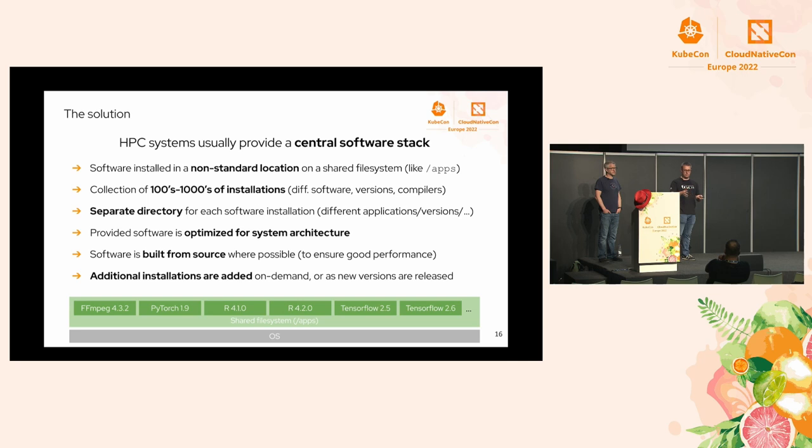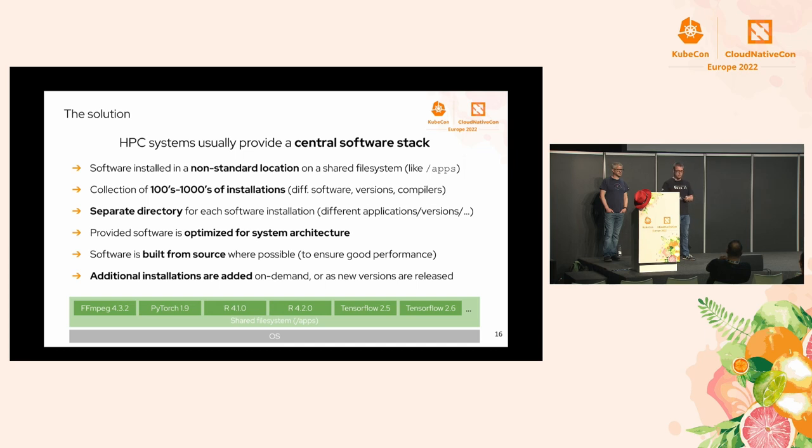Typically, when we do this, we end up with hundreds or even thousands of different software installations, different versions of TensorFlow, different software packages, TensorFlow, PyTorch, R, all next to each other, sometimes even built with different compilers, because you may get different performance by just using a different compiler to install your software stack. All these installations are nicely separated. They each have their own unique directory under apps. So it's a bit of a mess, and it's not easy to find your way around.